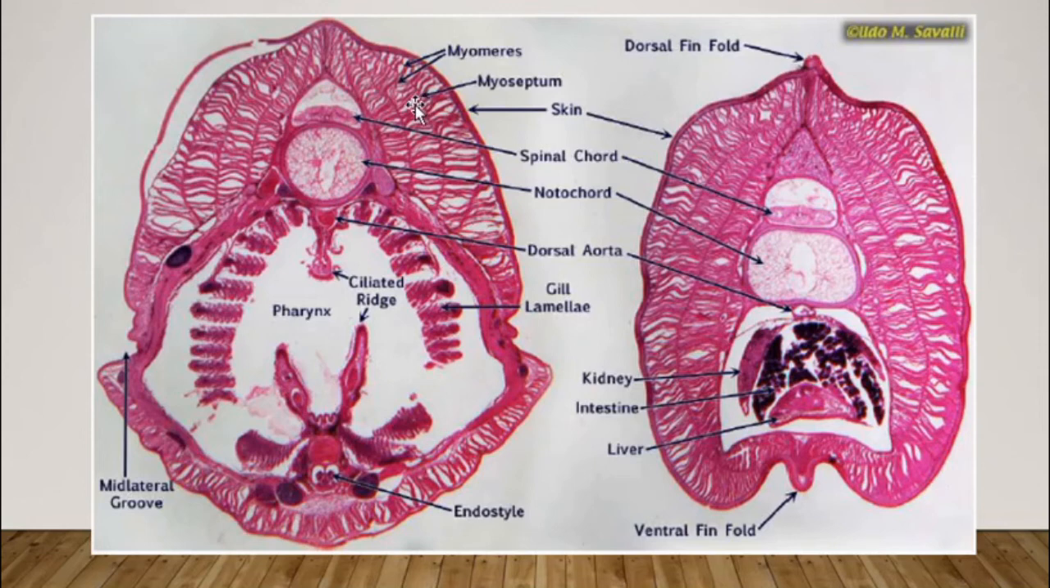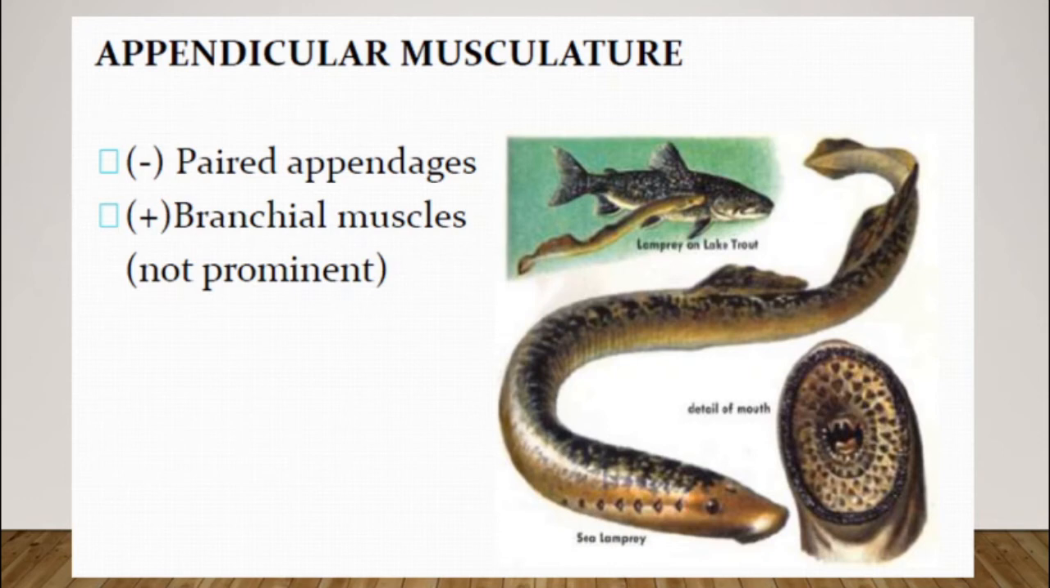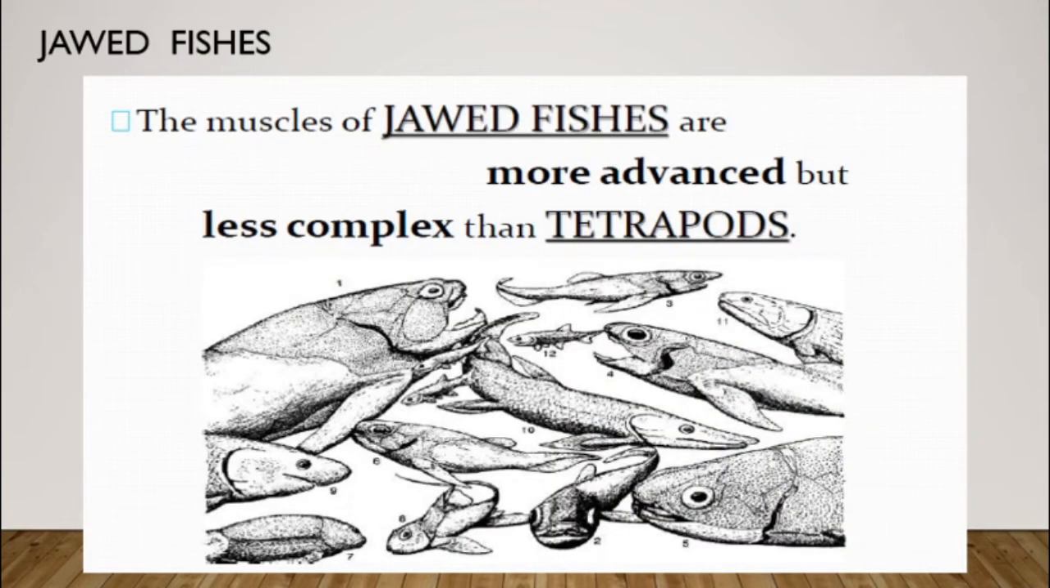So it was just simple. In lampreys, there is no appendicular musculature. They don't have pelvic fins like other chondrichthyes and osteichthyes, which have pelvic and pectoral girdles. No paired appendages, but they have branchial muscles. So let's proceed to the jawed fishes.